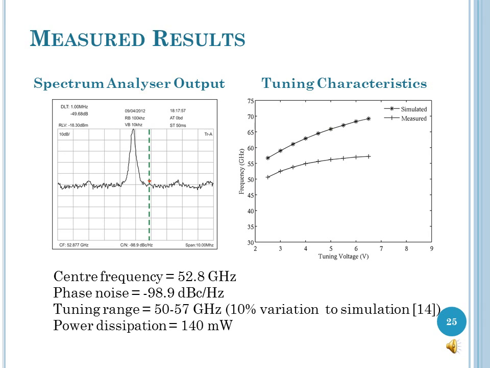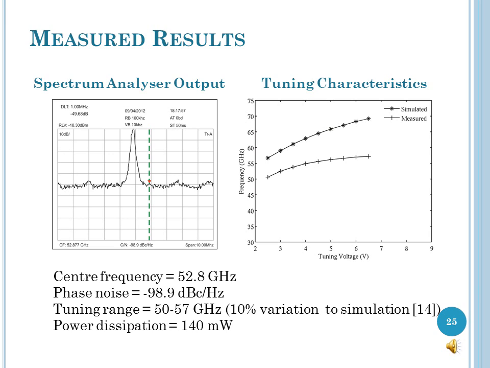The VCO drew a supply current of about 35 mA from a 4-volt supply. A center frequency of 52.8 GHz and a corresponding phase noise value at 1 MHz offset of minus 98.9 dBc per Hz was measured. The tuning voltage was varied from 2.5 volts to 6.5 volts and a tuning range of 50 to 57 GHz was obtained.